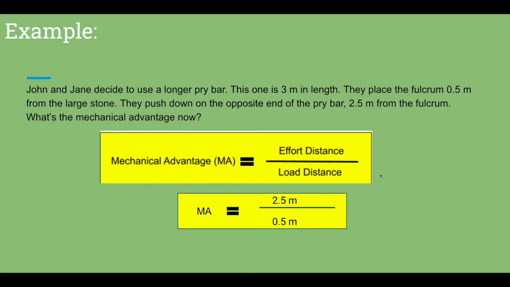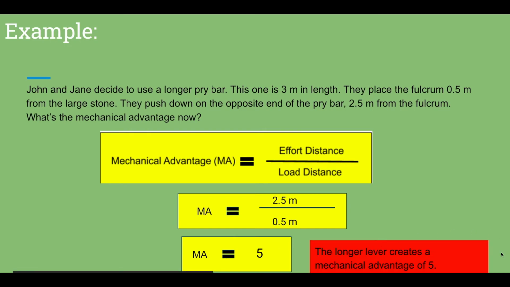So their effort is here, the 2.5 meters from the fulcrum. They push, because it says they push down on the pry bar, so that's where the effort is. So it's 2.5 meters from the fulcrum, so that would go up here in the effort distance. And then they place the fulcrum 0.5 meters from the stone. So it would be a mechanical advantage of 5. The longer that lever is, the greater the mechanical advantage it is going to create.